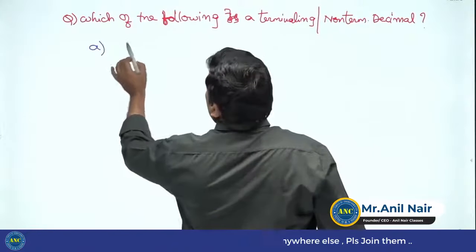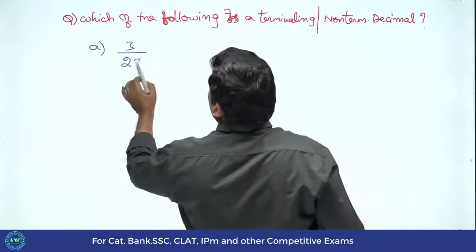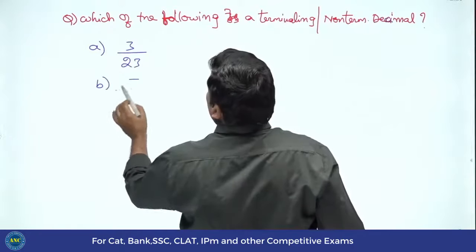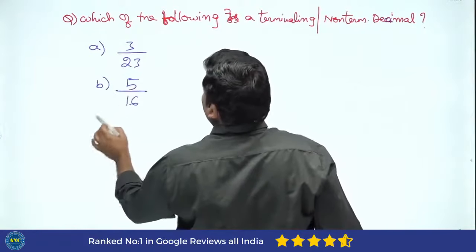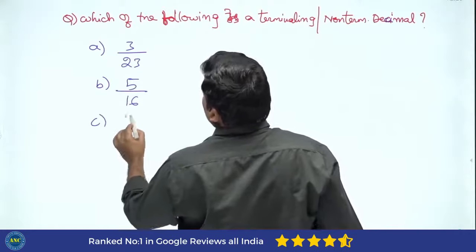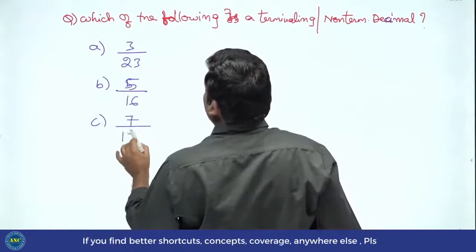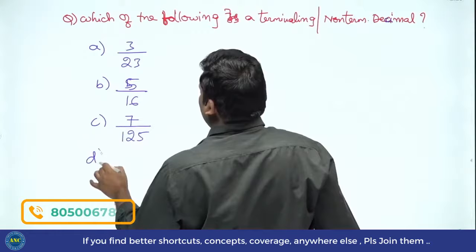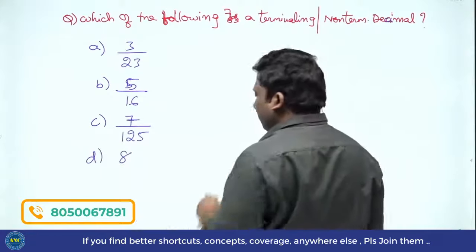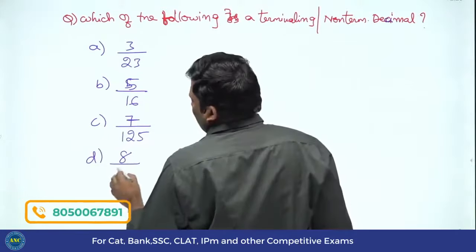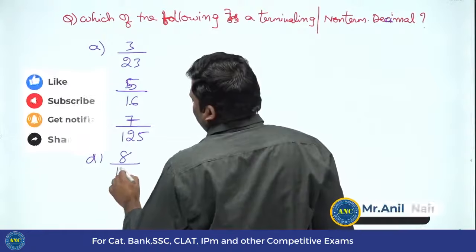First question. 3 by 23. 5 by 16. 7 by 125. 8 by, for example, 17.